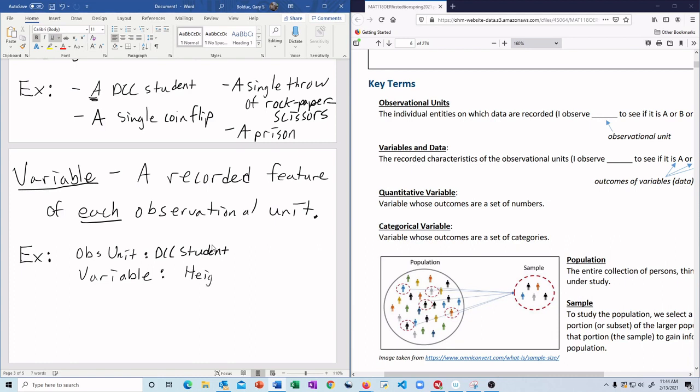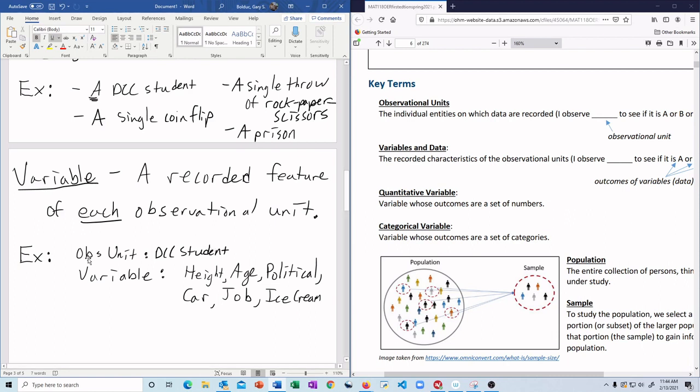Height, age. What else could we ask about them? Political affiliation? Do you have a car? Do you have a job? Right? What's your favorite ice cream? Or maybe a side question to that, are you lactose intolerant? Yikes. So all of those are things that are features, characteristics, insert whatever word you like, about an observational unit.